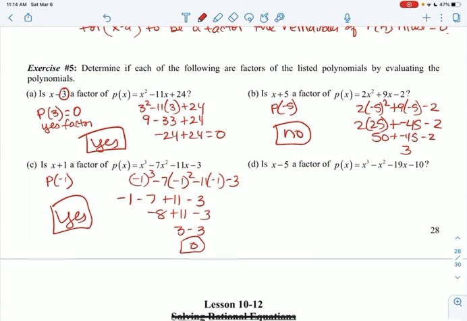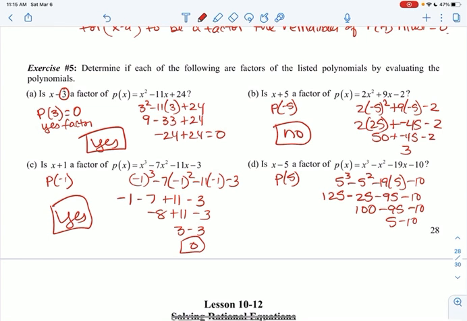Okay, hopefully you're getting the idea right now. And I want to know if x minus 5 is a factor in this last one. So I'm going to evaluate p of 5. 5 to the third power minus 5 squared minus 19 times 5 minus 10. 5 to the third power is 125 minus 5 squared is 25. Negative 19 times 5 is negative 95. 125 minus 25 is 100. 100 minus 95 is 5, and 5 minus 10 is negative 5. So no, it is not a factor.